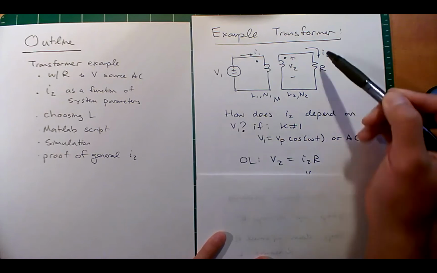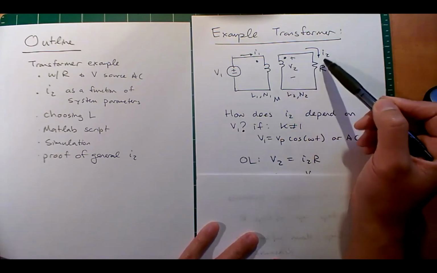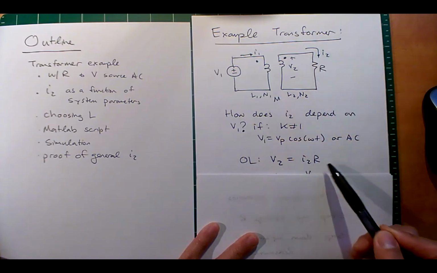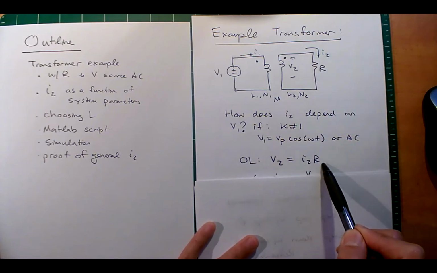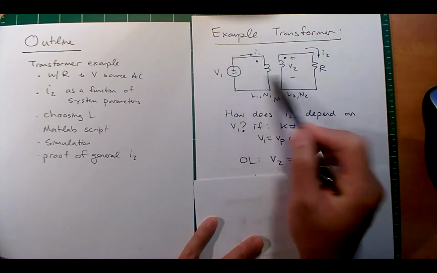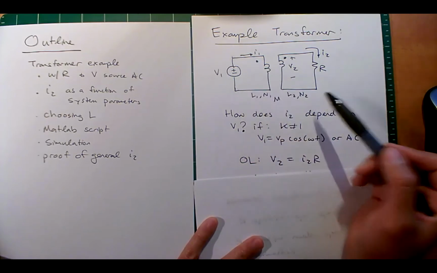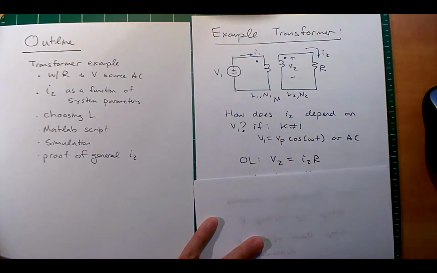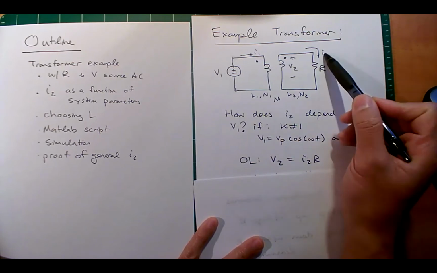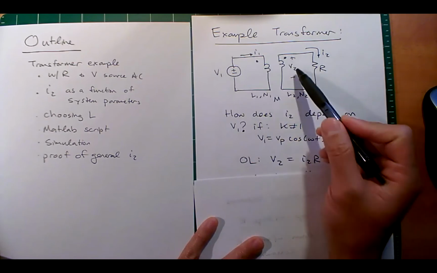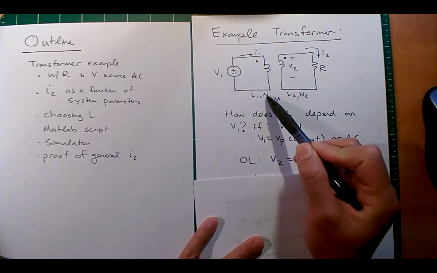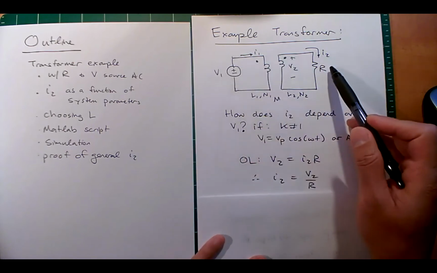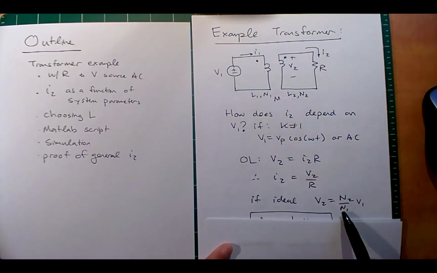Now, by Ohm's law, V2 equals I2 R, right? With KVL going over here, positive, we're good. By our mutual inductance equations, we also get that relationship, and we'll talk about that later. Now, if everything is ideal, if K were exactly 1, how would I2 depend on V1? Well, we know V2 equals N2 over N1 times V1, and positive touching the dot, we're all good.